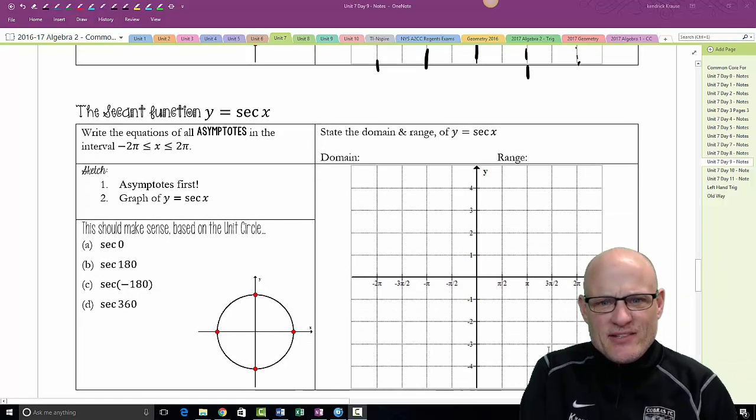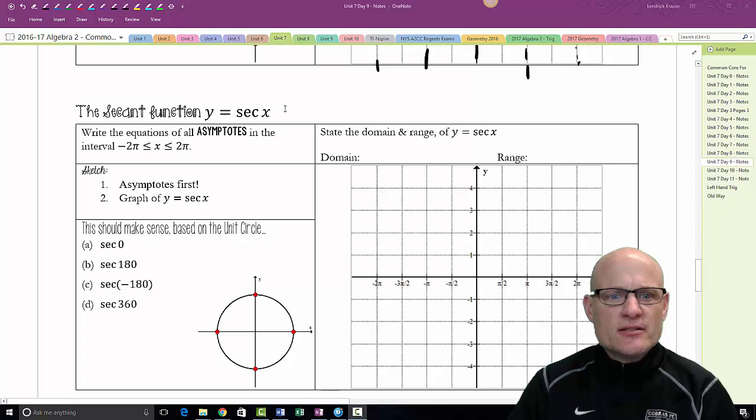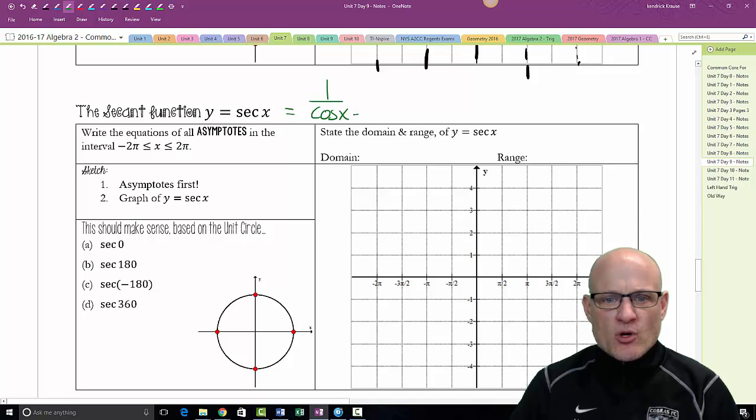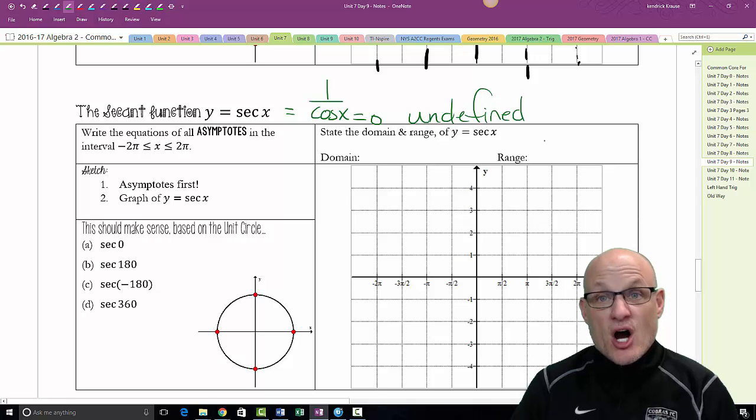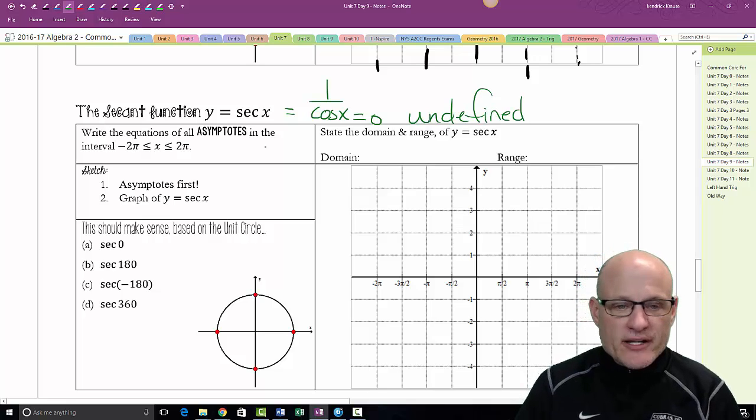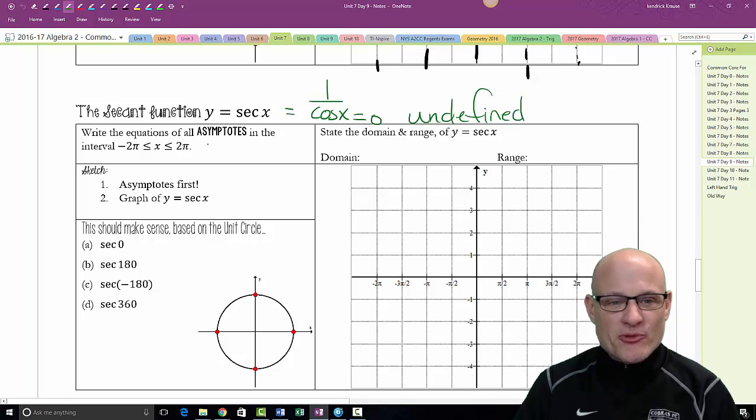Now, let's see. Secant is really 1 over cosine of x. So wherever cosine of x is zero, that's where it's undefined. So that's where we're going to have our asymptotes. Well, we've already done this. It's the same asymptotes as it is for tangent. Plus and minus pi over 2, plus and minus 3 pi over 2.